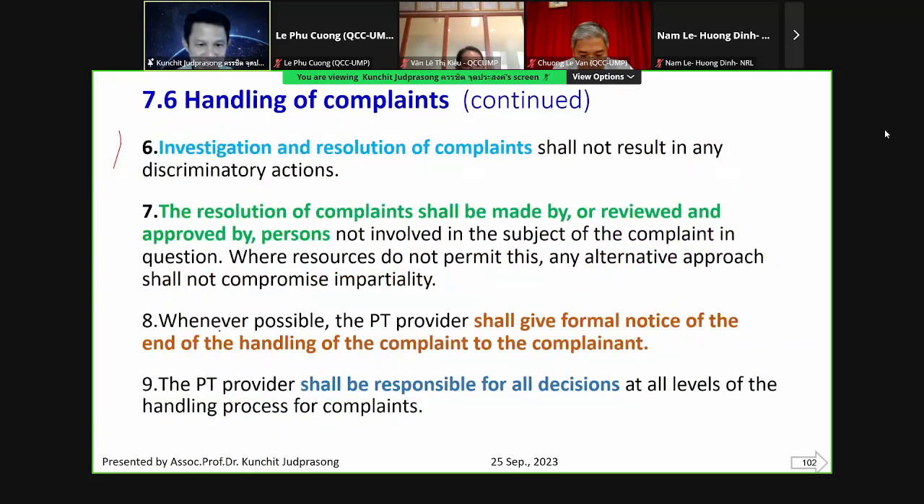Whenever possible, the PT provider will give formal notice of the end of the handling of the complaint. Yeah, this is the one: when everything is finished, you have to inform. Usually, we use mail or a letter to the one who complained, about how we dealt with it and what the outcome is. The PT provider shall be responsible for all decisions at all levels of the handling process of the complaint.